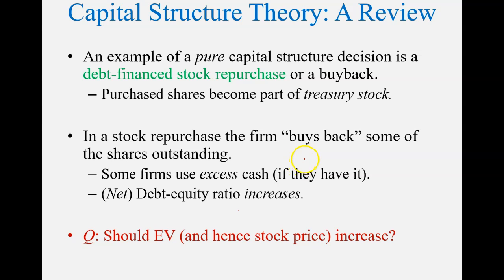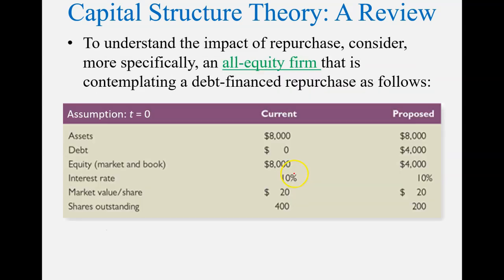In order to make it a little bit more concrete, let's use some numbers. Let's consider the following situation. Let's suppose that there is an all-equity firm that is contemplating a debt-financed repurchase. And by the way, I'm going to be assuming for the time being that there are zero taxes. This is actually very, very important, and I'll come back to this. So there is a firm which is all equity, and it is considering taking on debt, but right now it's all equity.